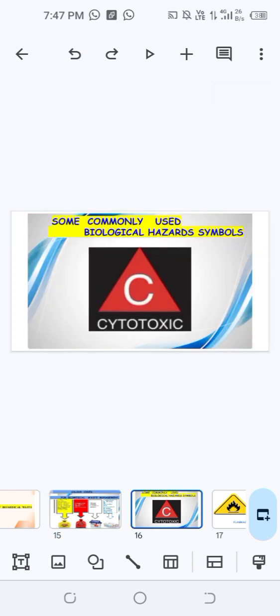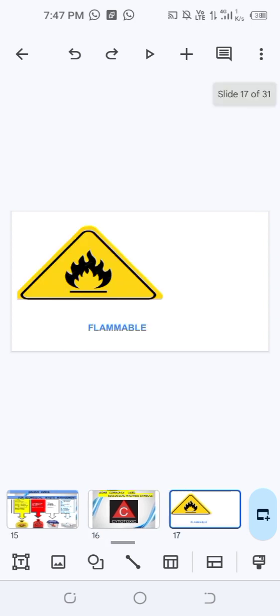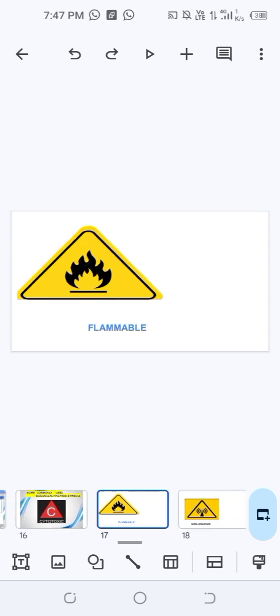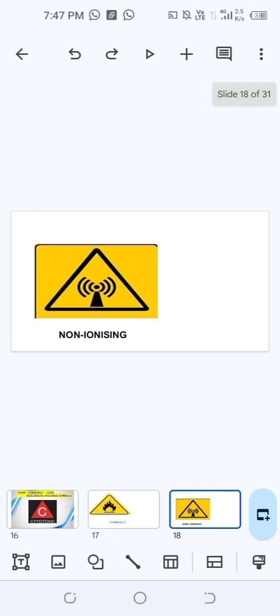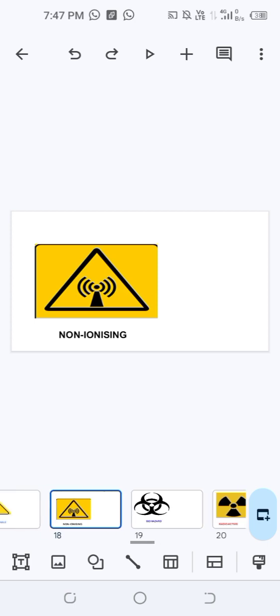Now coming to some commonly used biological hazard symbols. In this picture you will see that this symbol is the cytotoxic symbol. In the bucket, if the waste is cytotoxic, then it will be labeled with this symbol. Then this is the flammable symbol. Coming to the next commonly used symbol, this is the non-ionizing symbol. During radiation therapy, it can be seen on the waste that is generated from the radiation or the ionization.